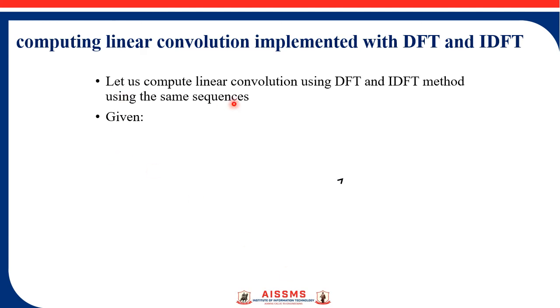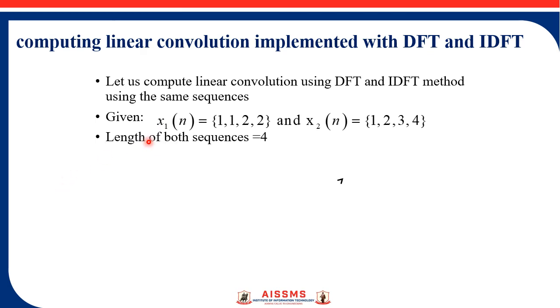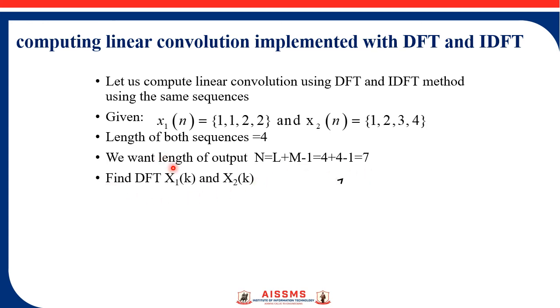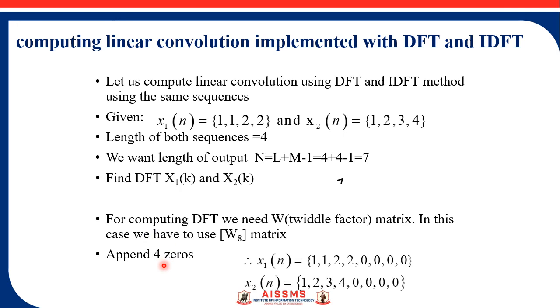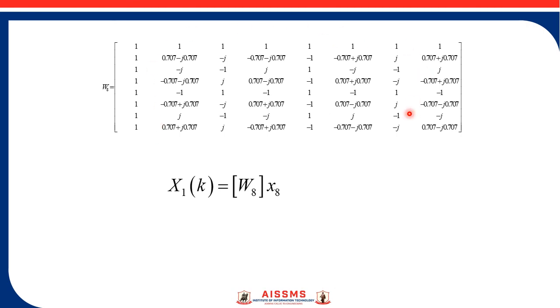So now let us compute the linear convolution using the DFT-IDFT method using the same sequences. Again I am considering the same sequences, and now the length of both the sequences is 4. We want the length of the output to be 7. For finding the DFT of x1(k) and x2(k), we need a twiddle factor matrix, that is the W8 matrix. So I am going to append 4 zeros. I have appended 4 zeros, and now this is the W8 matrix.